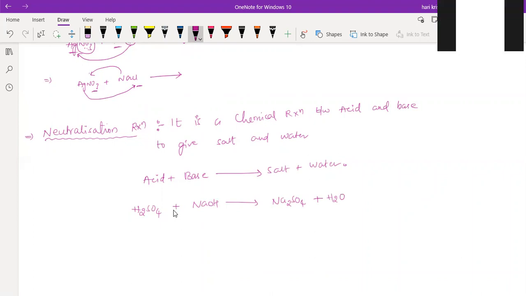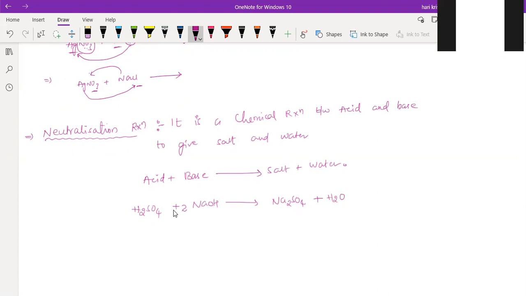Then what do you have to do? We have to add 2 to NaOH. OH should be 2, I guess. If you add 2 here, everything is balanced, right? Yes, sir. Check it.